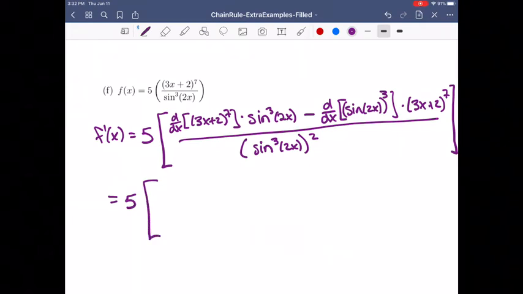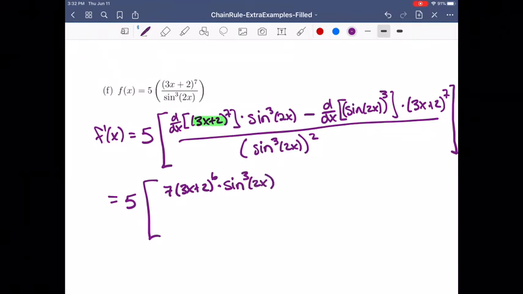Okay, so here is my inside function here. So it's something to the power 7. So it's going to be 7 something to the power 6 times sine cubed of 2x.